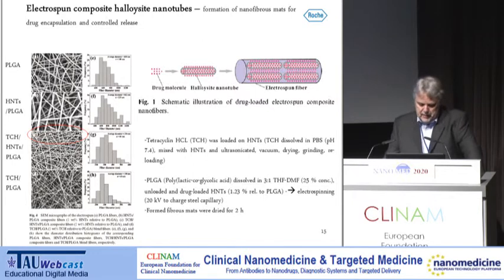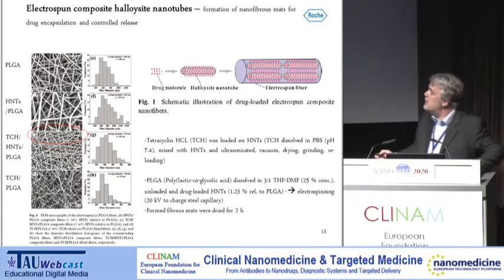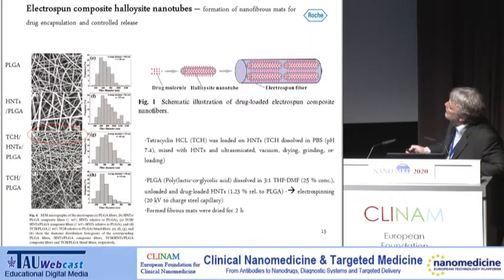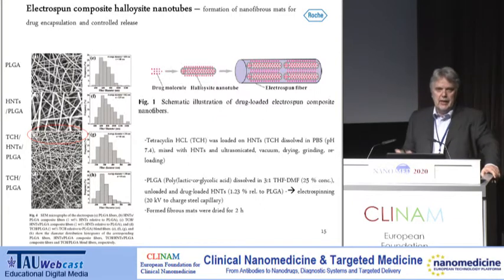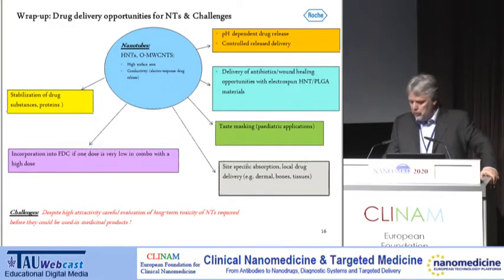This is more or less where we are coming now to the end. Another interesting approach is to load these clay nanotubes with drugs and then combine them in an electrospinning process with polymers, with PLGA, polylactic-co-glycolic acid, and then you can have such fibers, such fibrous mats that could be incorporated in human tissues, for instance, for wound healing. Now this is my last slide.